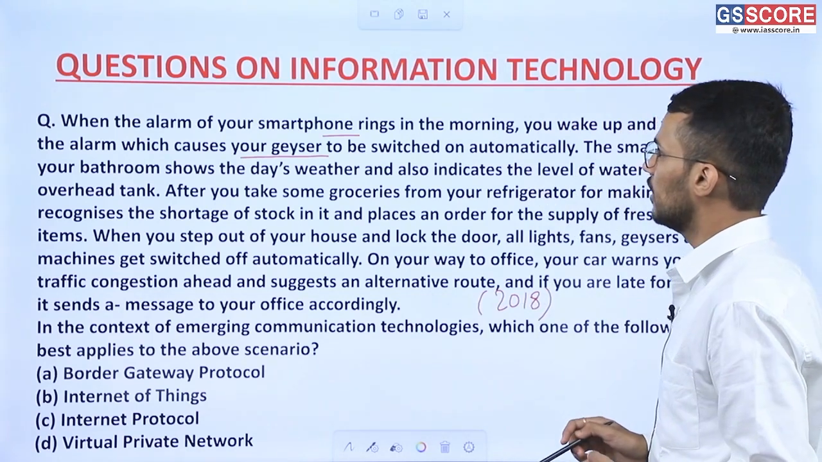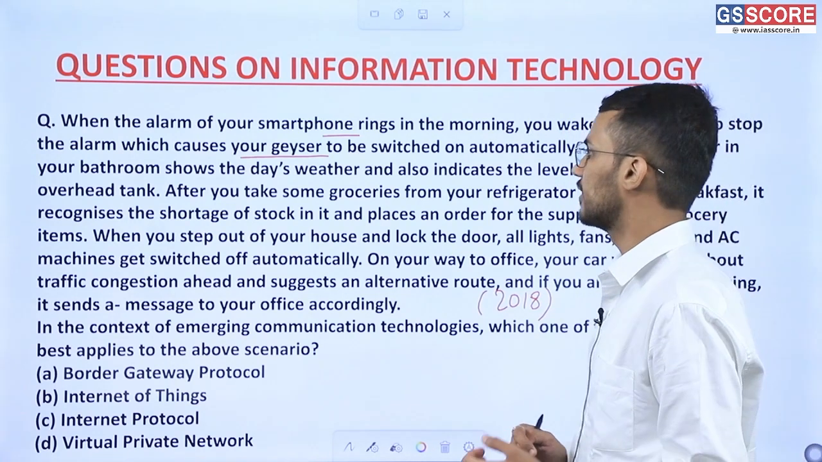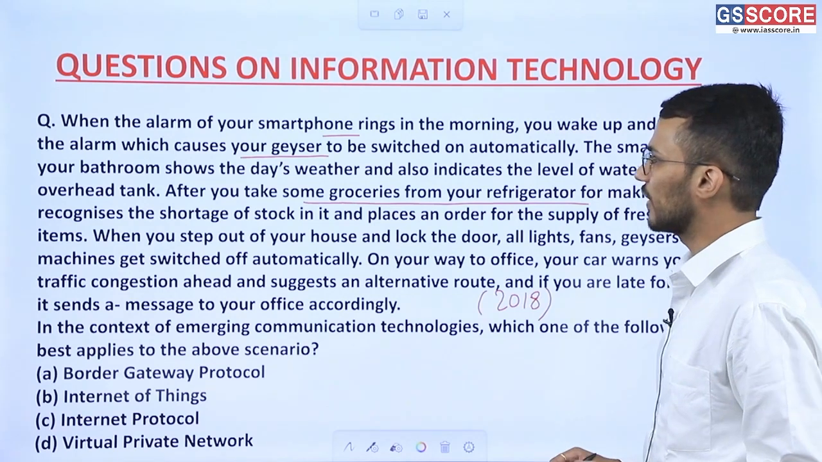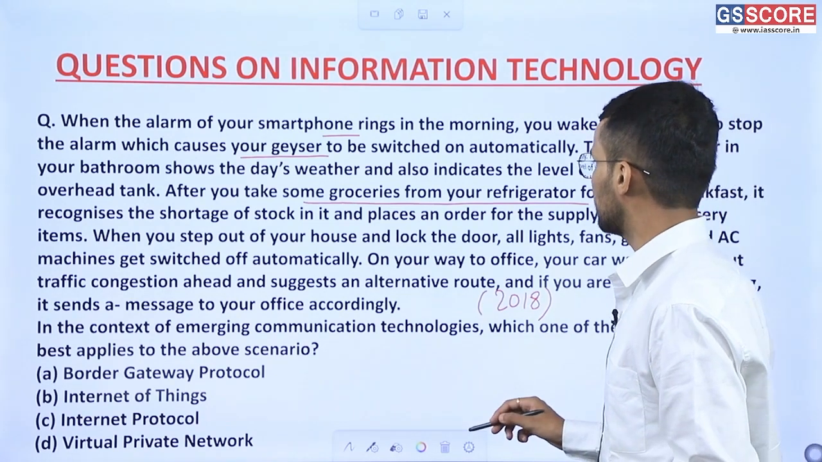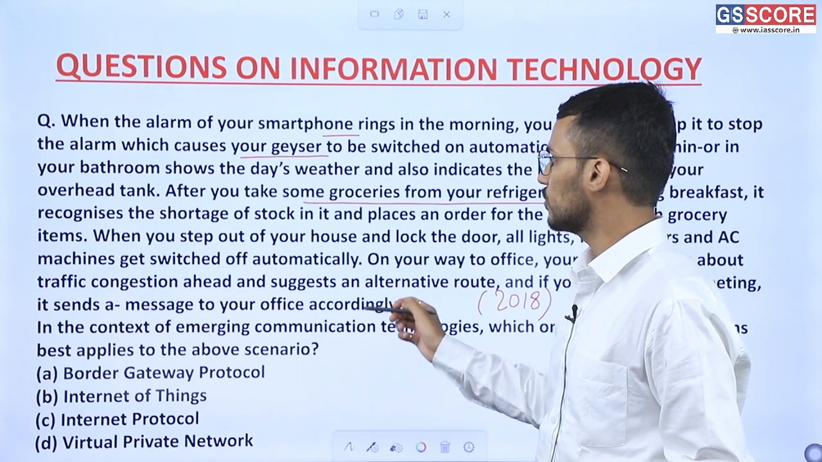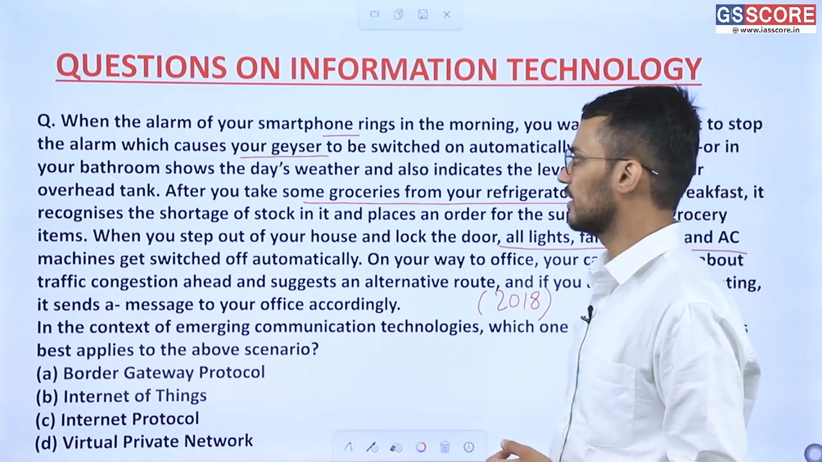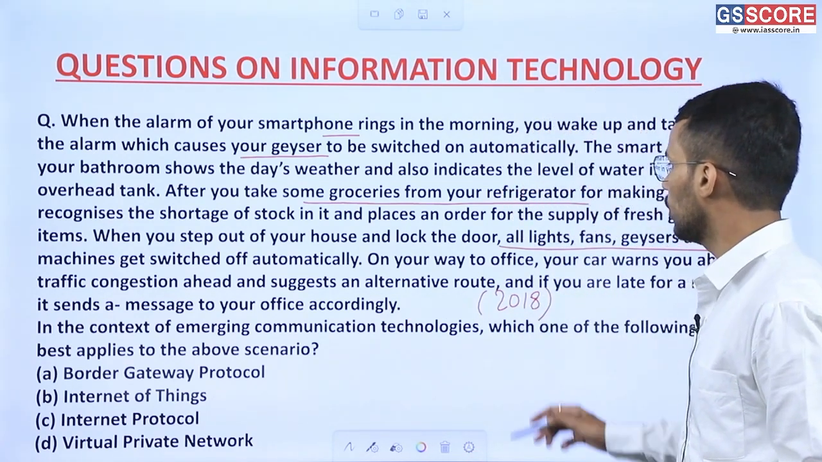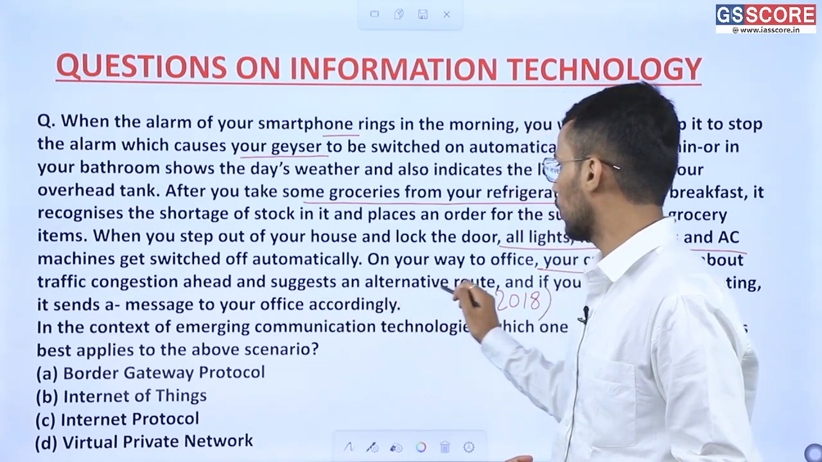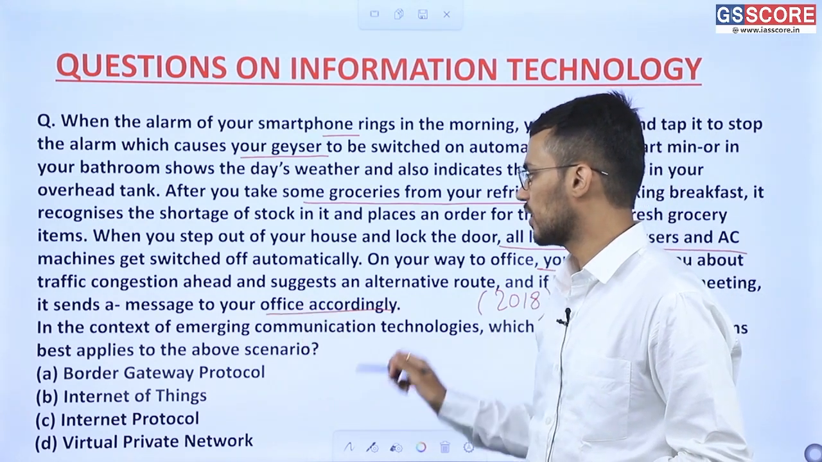The smart mirror in your bathroom shows the day's weather and also indicates the level of water in your overhead tank. After you take some groceries from your refrigerator for making breakfast, it recognizes the shortage of stock in it and places an order for the supply of fresh grocery items. When you step out of your house and lock the door, all lights, fans, geysers and ACs get switched off automatically. On your way to office, your car warns you about traffic congestion ahead and suggests an alternative route. And if you are late for a meeting, it sends a message to your office accordingly, right?